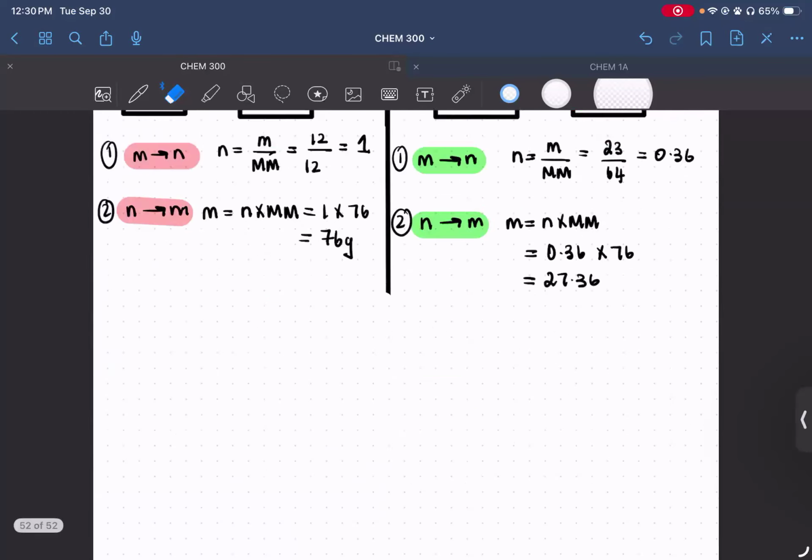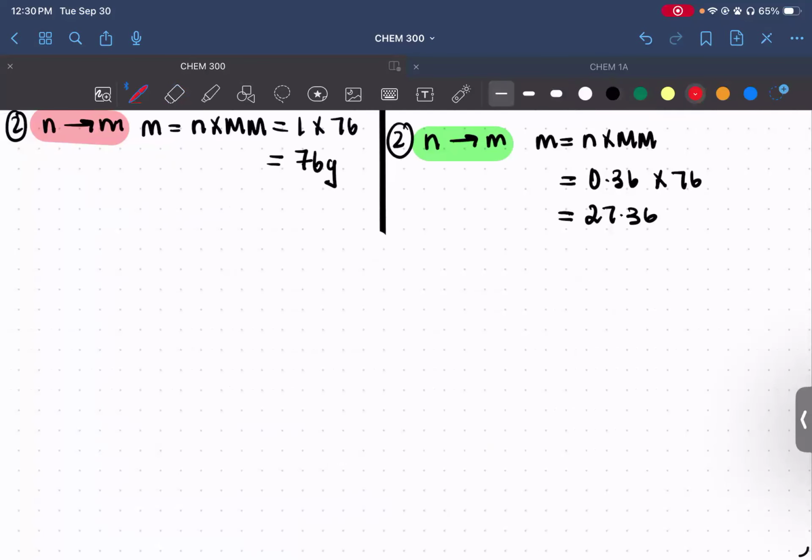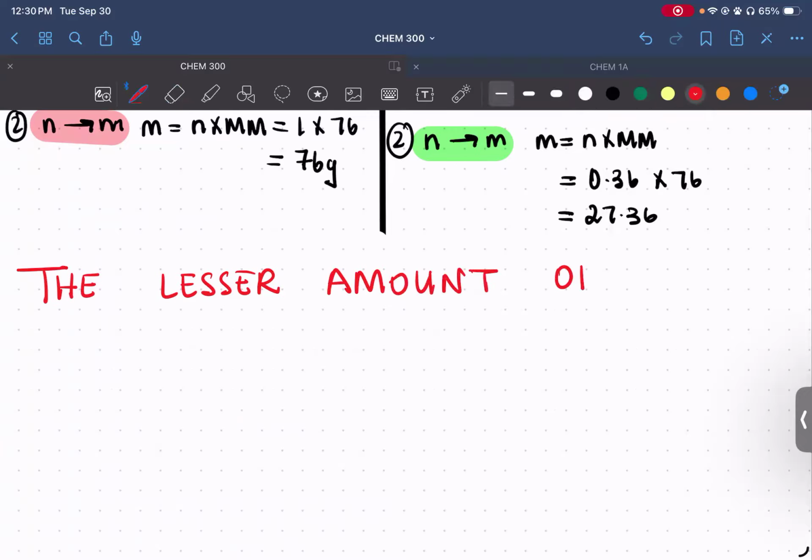Here's the big thing you need to know. The lesser amount of product is the theoretical yield.